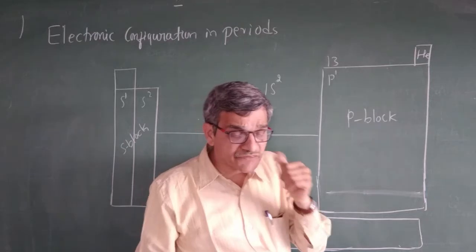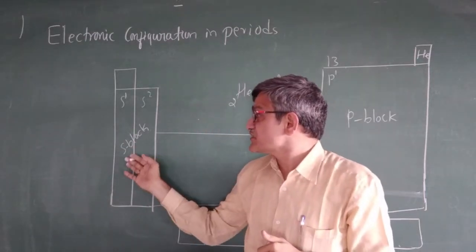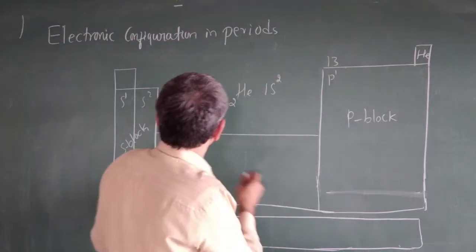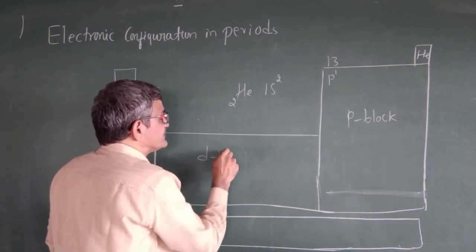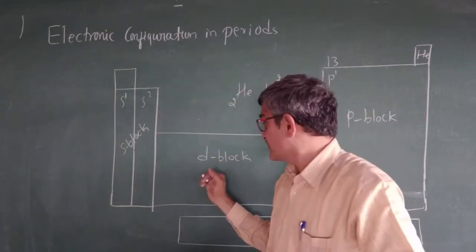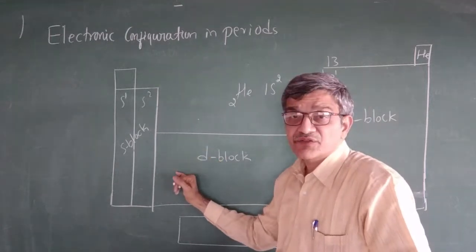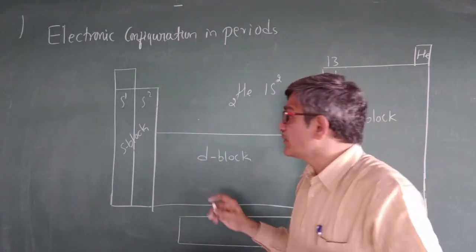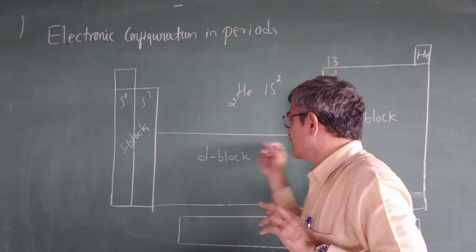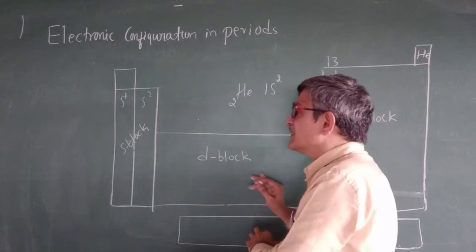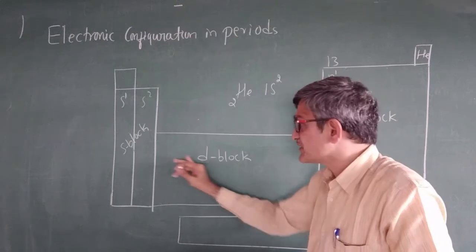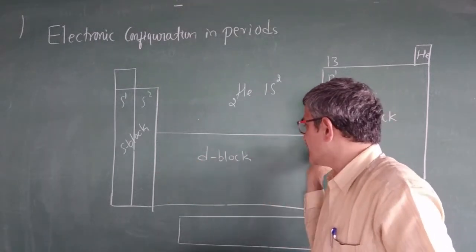Okay. So based on the electronic configuration, we classify them as s block elements, then p block elements. Next is the d block element. D block elements are where the electrons enter the d orbitals. The d orbitals can hold 10 electrons, so here we have 10 groups. These are also called transition elements. It is just like a bridge between the metals and the non-metals.